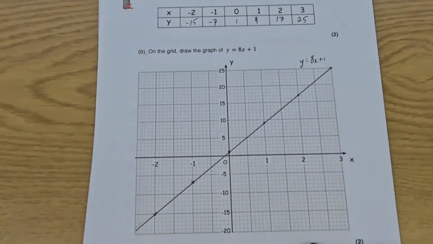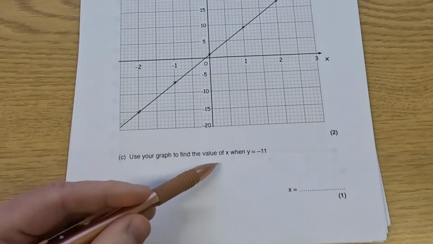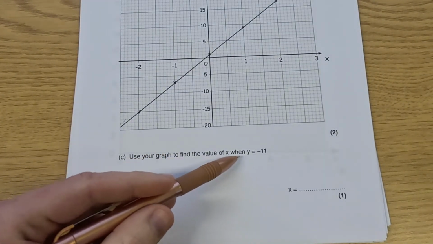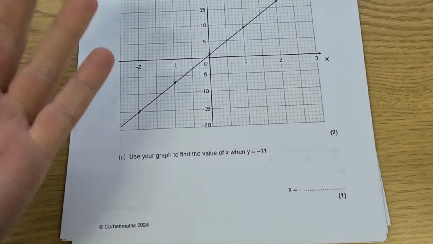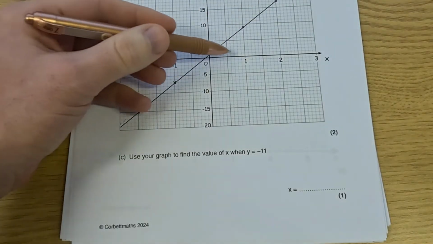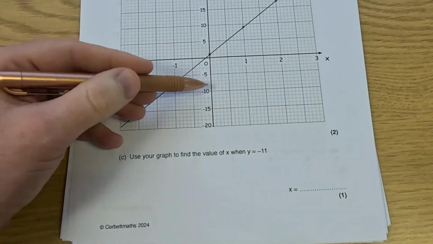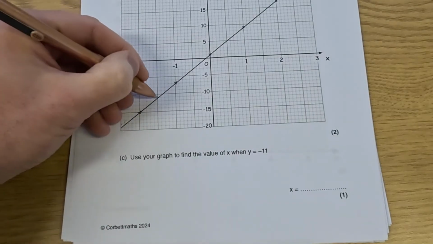Okay, then if we go on down, part C says use the graph to find the value of x whenever y is equal to negative 11. So whenever y is equal to negative 11, that's whenever the height of the graph is negative 11. So if we have a look here, obviously it's going to be below the x-axis. The height here, well, there's negative 10, so negative 11 would be there. So negative 11 would be there.